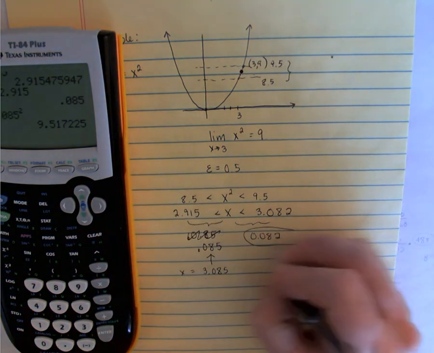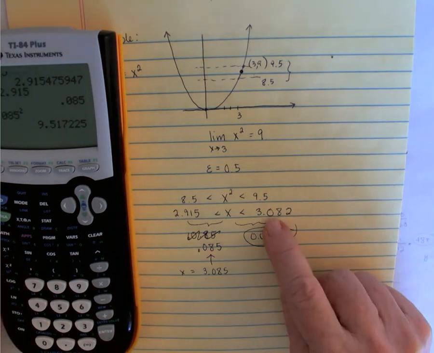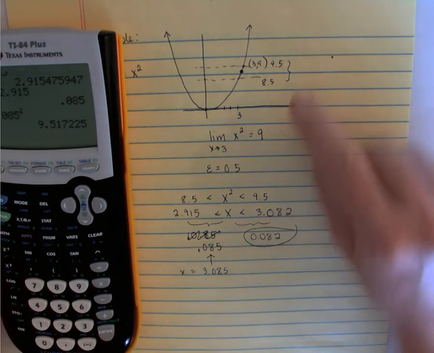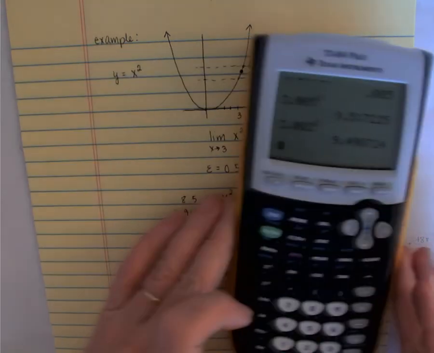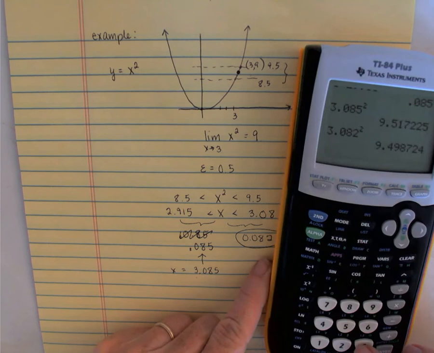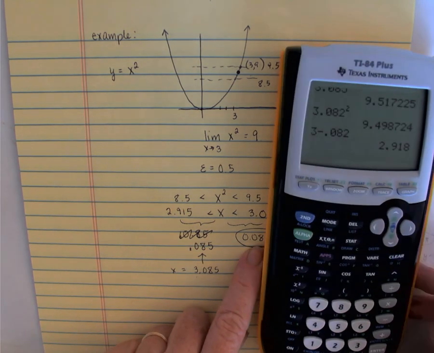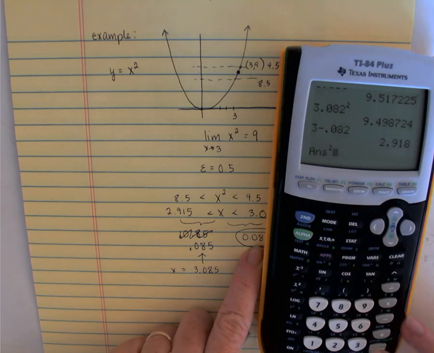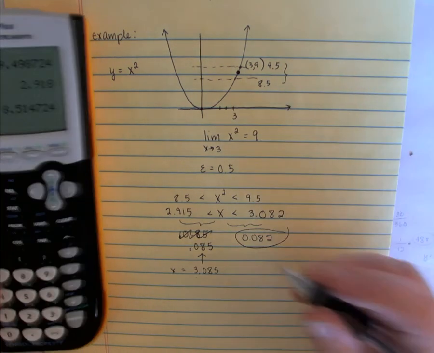So if I pick 0.082 as my delta, I know that 3.082 squared puts me at 9.498. That's okay. And if I do 3 minus 0.082, so if I go 0.082 units to the left, square that x value, I'm still above 8.5. So that's quite okay. So I'm going to pick the smaller of the two.